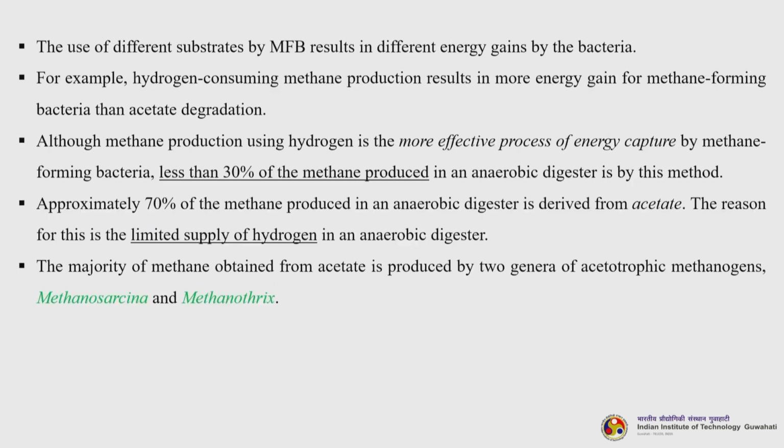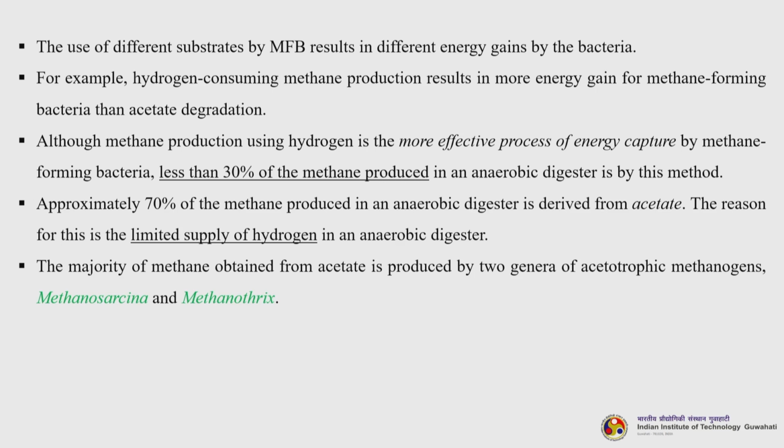So, the use of different substrates by MFB results in different energy gains by the bacteria. For example, hydrogen consuming methane production results in more energy gain for methane forming bacteria than acetate degradation. Although methane production using hydrogen is the more effective process for energy capture by methane forming bacteria, less than 30% of the methane produced in an anaerobic digester is by this method only.